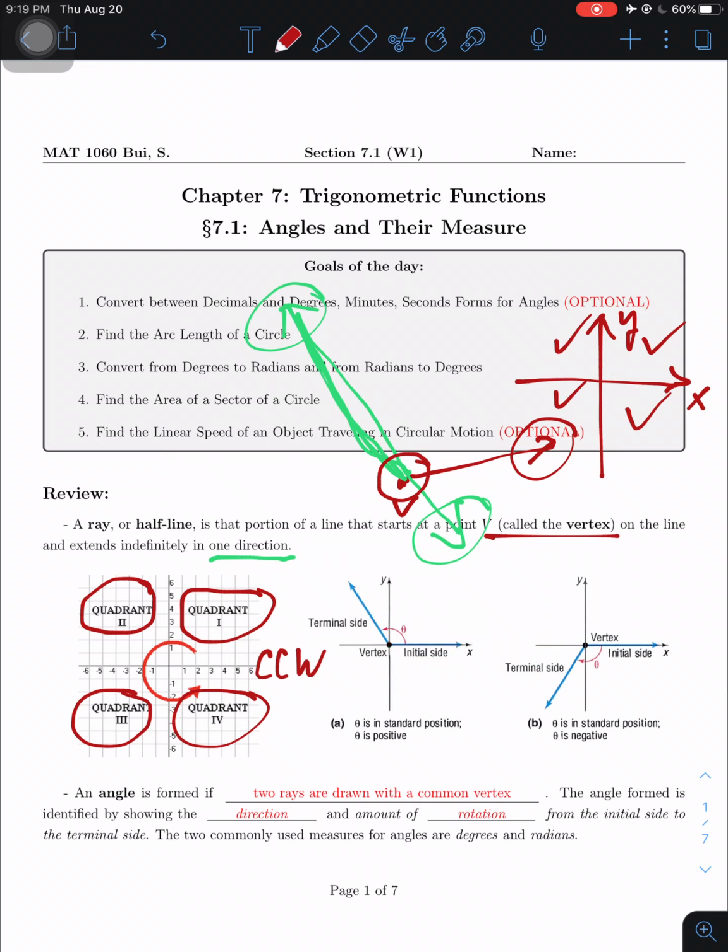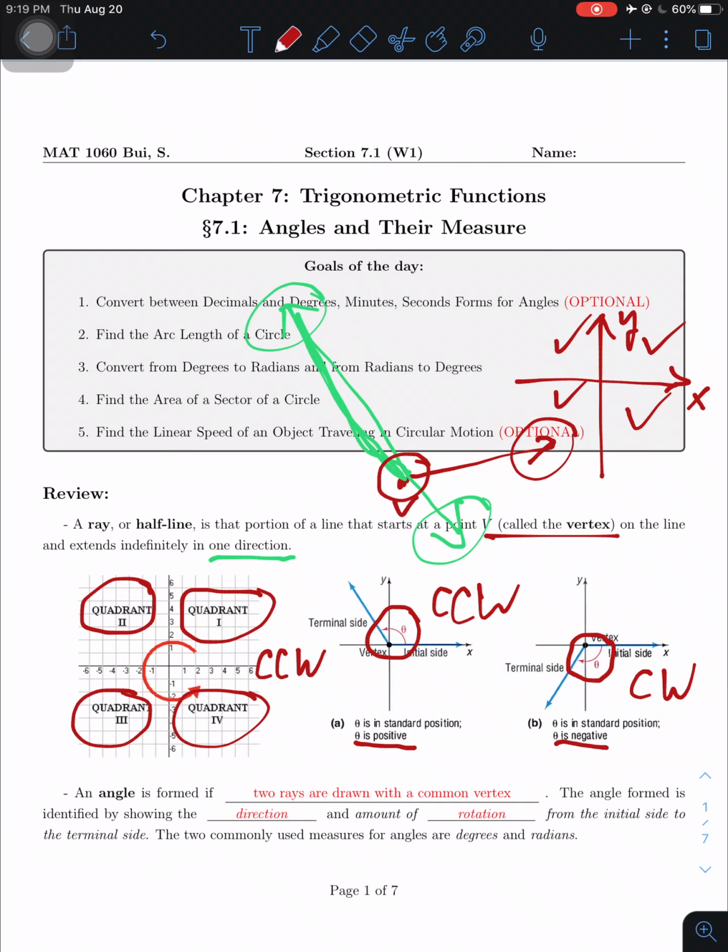Alright, so for this angle in here, if you can see the little arrow on the red curve, it goes counterclockwise, right? It means that this angle is positive. While for the other one, if you notice, the red curve goes clockwise. It means that the angle in here is negative. Okay, so make sure you know the direction of the angle, and make sure you don't mistake the positive direction for the negative direction.